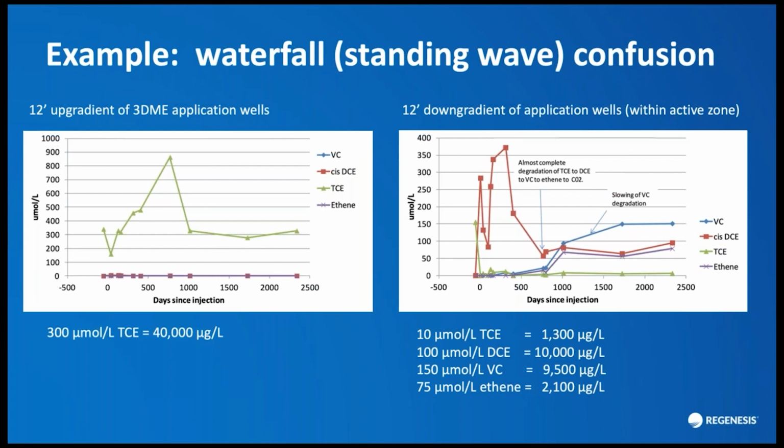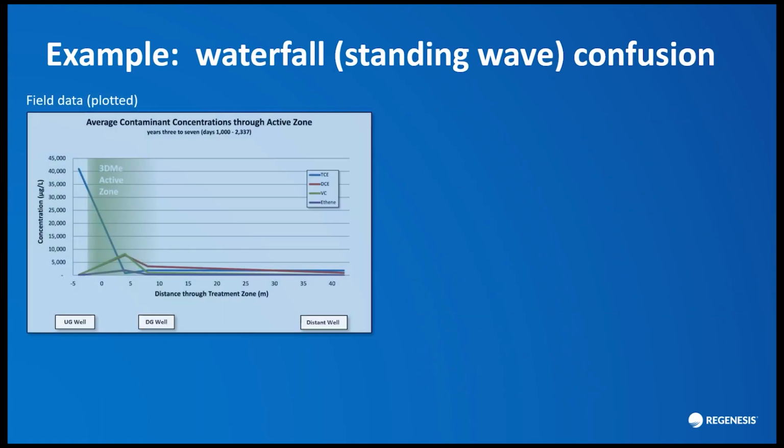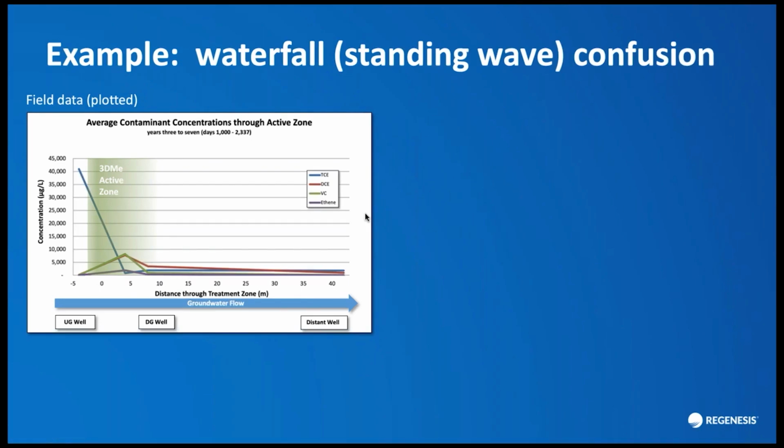Well, let's take a look. These are the field data plotted. And in this case, we're looking at concentration coming in, but we've got a number of wells. We've got an up gradient well here and down gradient wells and a distant well. And this is the story that they're telling. Groundwater is flowing in this direction, and here is the monitoring well that we were looking at just now. The positions of the other wells are shown.